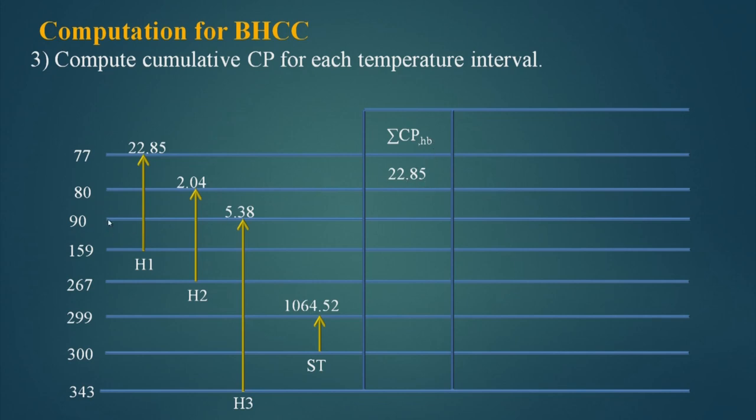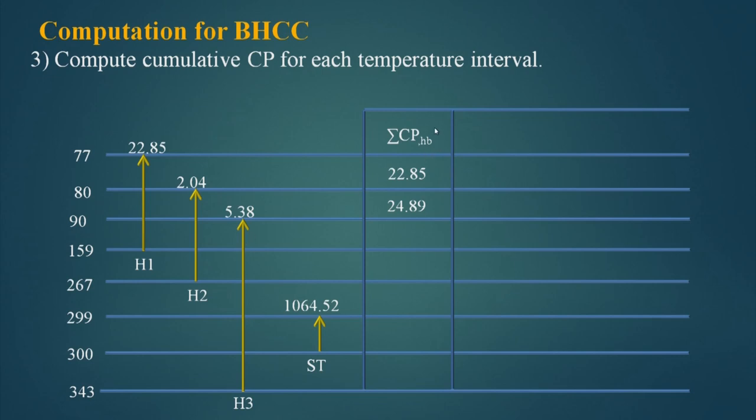However, from 90 to 80 degrees, there are two streams, H1 and H2, and the summation of the Cp values will be 22.85 plus 2.04. So, it becomes 24.89. Similarly, in this interval 90 to 159, there are three hot streams present.